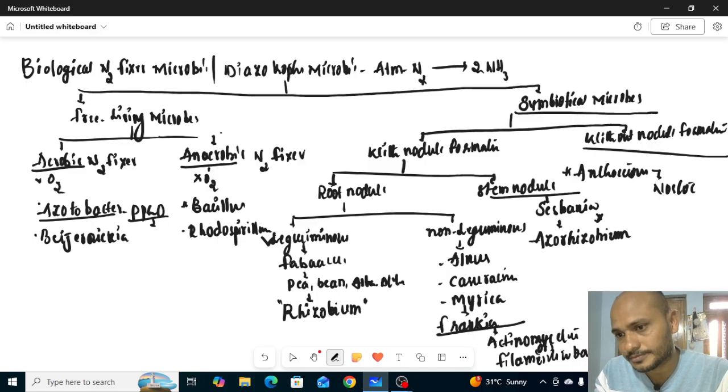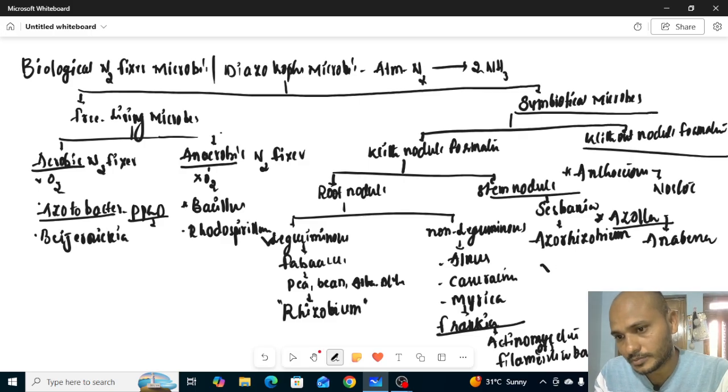And there is one more plant, which belongs to the pteridophytes, that is Azolla. Azolla is an aquatic water fern plant. Azolla belongs to pteridophytes. And with this plant, there is one more cyanobacterium or blue-green alga that forms a symbiotic association with Azolla. That is Anabaena. So Anabaena is a blue-green alga.